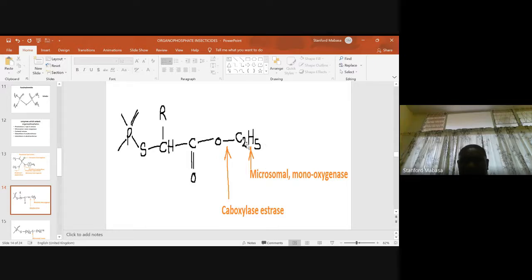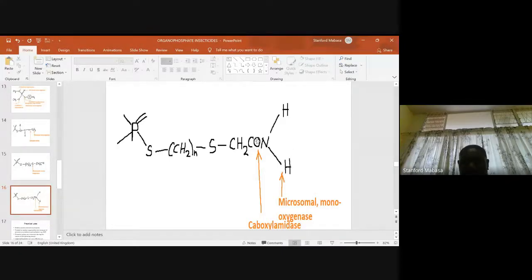Again, here we could have discussed it. We have got microsomal monooxygenase, which can affect the ethyl group. We can have carboxylesterase, which can also act here. This S can be removed by microsomal monooxygenase. We have got this amide, which can be affected by microsomal monooxygenase or carboxylamidase. It can affect this.